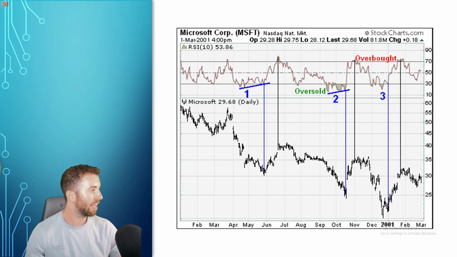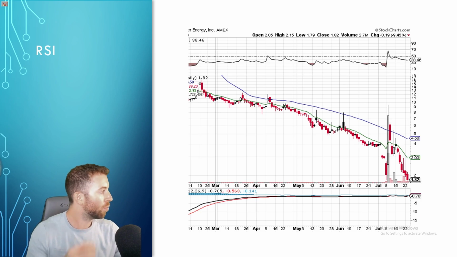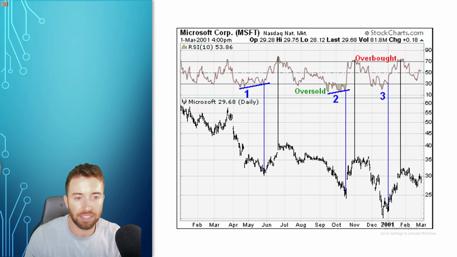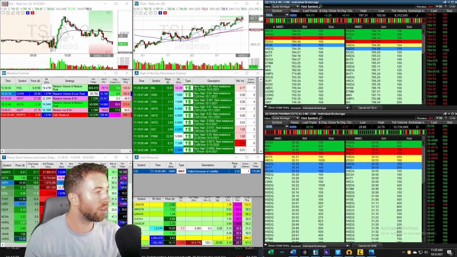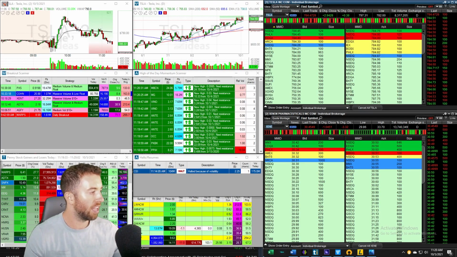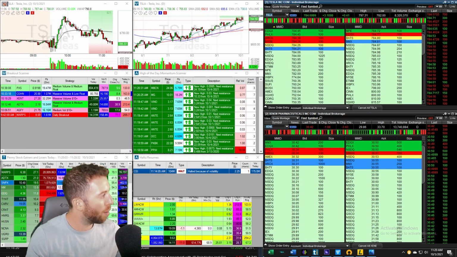Let's go over, of course, the RSI. Now, what is the RSI? The RSI is going to be the last indicator we go over. And the RSI, simply enough, team, is the relative strength index. The RSI is going to show us when a stock is considered overbought and when a stock is considered oversold.